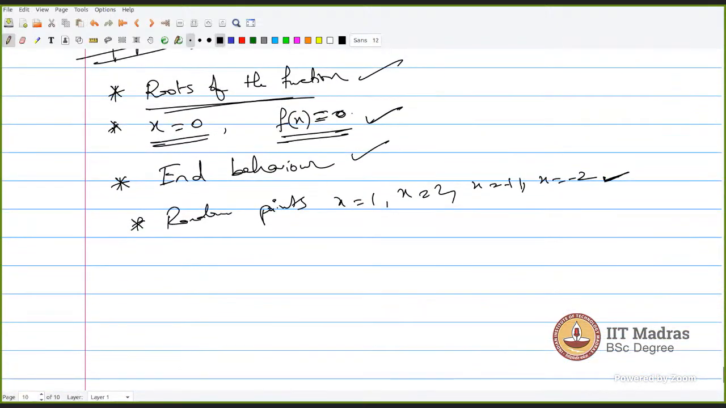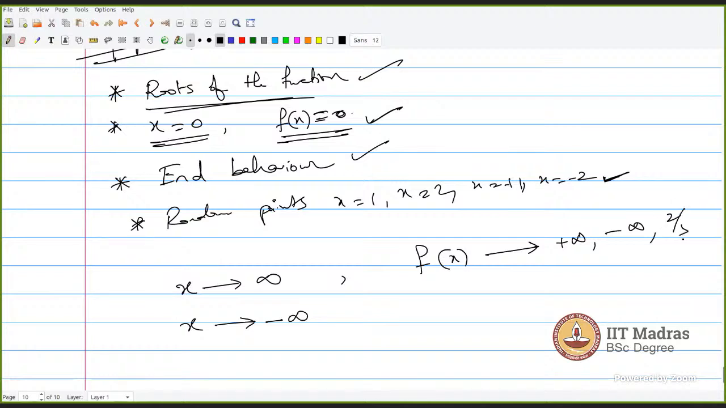See, the idea to find end behavior is, whatever the function may be, just check where the function goes when x is going to infinity, and where the function goes when x is going to minus infinity. These are the end behaviors. It is just checking, whatever the function. If my x is tending to infinity, where is my f of x tending: to plus infinity, minus infinity, or some particular value.